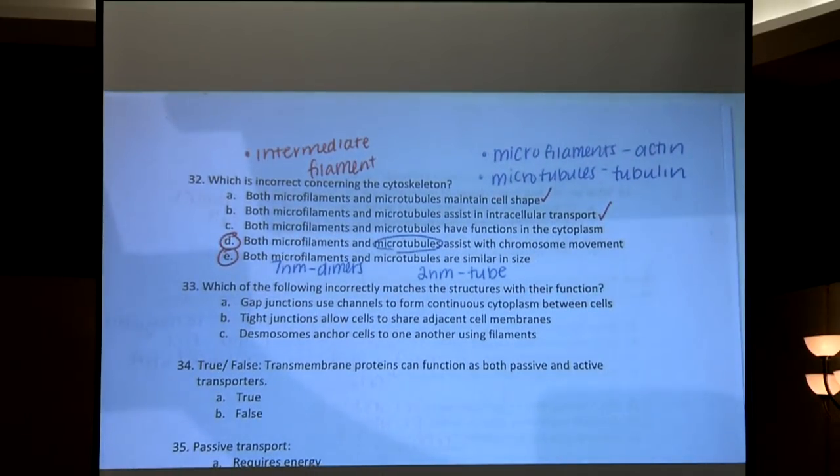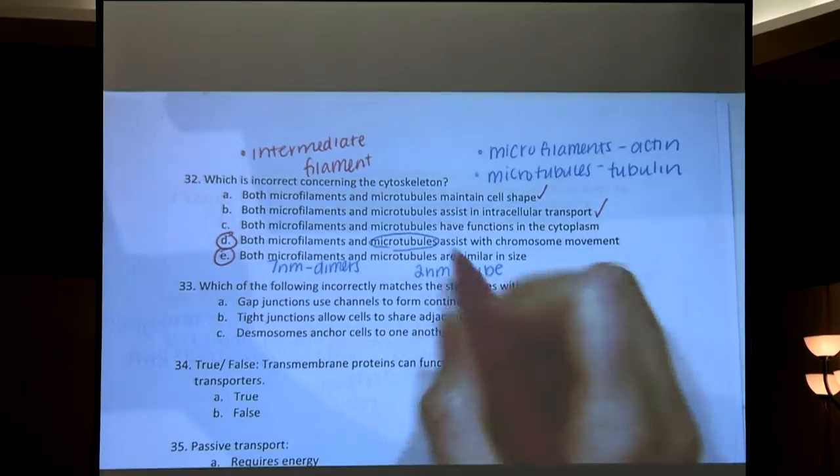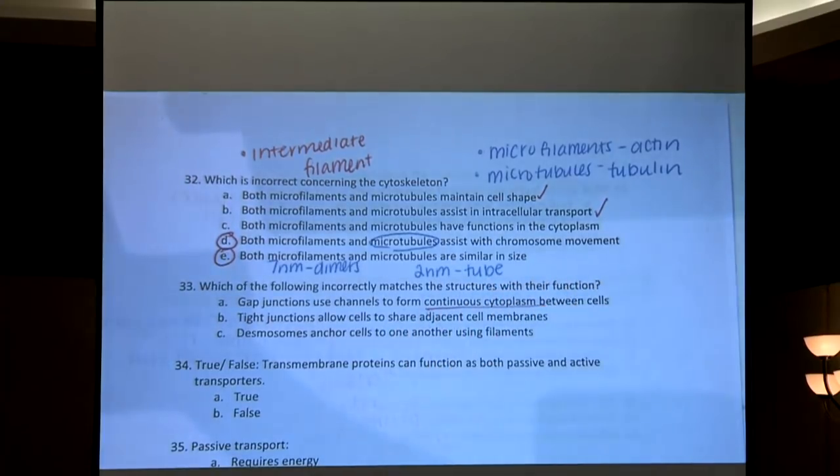All right, so which of the following incorrectly matches the structure with their function? Gap junctions use channels to form continuous cytoplasm between cells. Is that true? Remember, gap junctions are our most commonly thought of type of junction in terms of proteins. It helps form a protein channel between cells, and that will also allow us to have continuous cytoplasm. So this one is true.